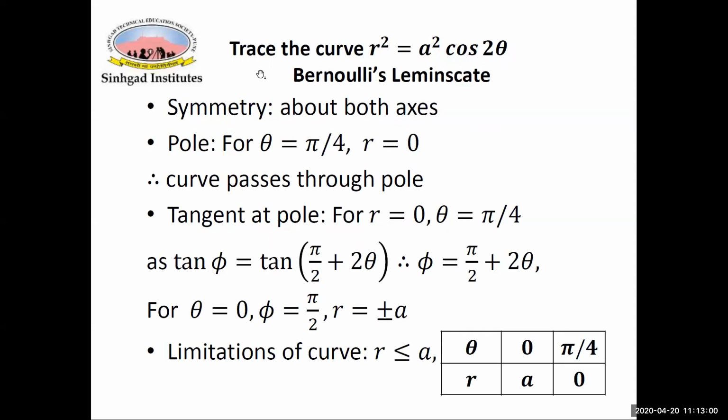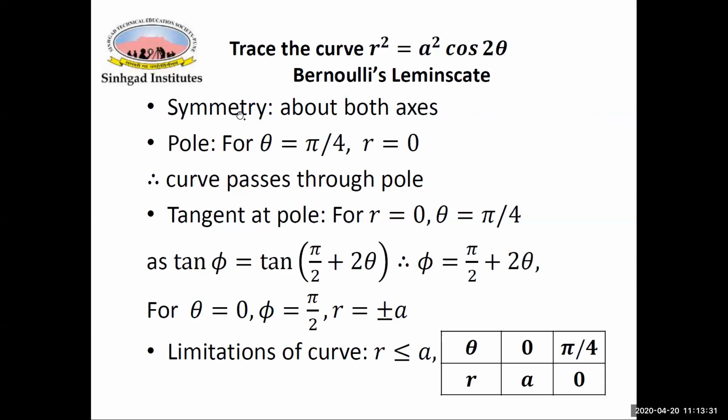The first question is, trace the curve r square is equal to a square cos 2 theta. This curve is called Bernoulli's lemniscate. Why I'm telling this is because in some problems it may be asked, find the arc length of one loop of Bernoulli's lemniscate. At that time you must know what Bernoulli's lemniscate is. It is nothing but the equation r square is equal to a square cos 2 theta.